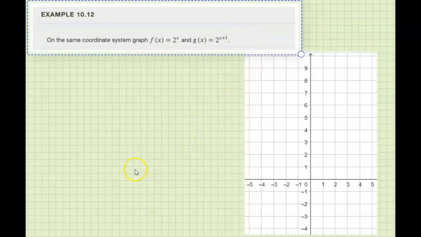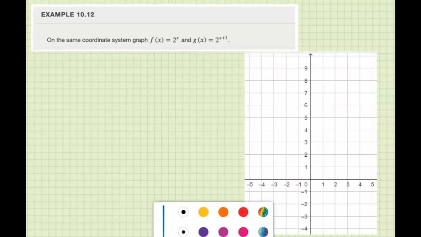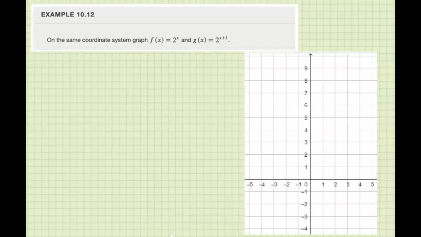Welcome. We're going to do some more graphing. Basically, we're going to see what happens to the graph as I add things or subtract or multiply by stuff. So we're going to look at some transformations like we're looking at with the parabola. So we want to graph 2 to the x and 2 to the x plus 1.